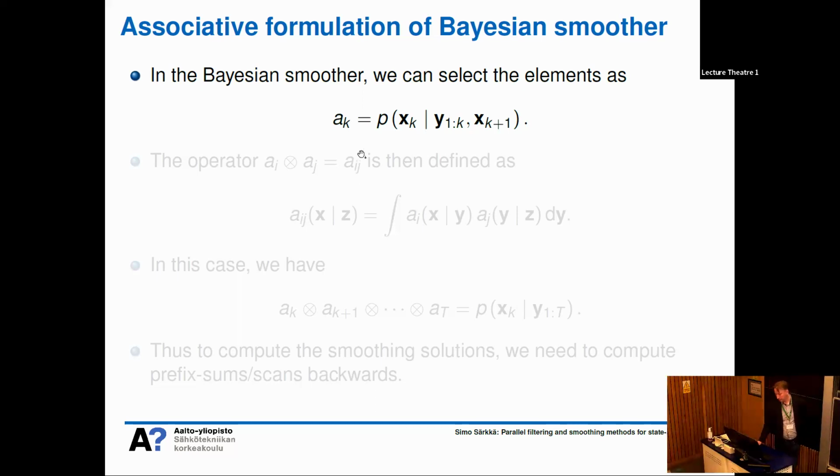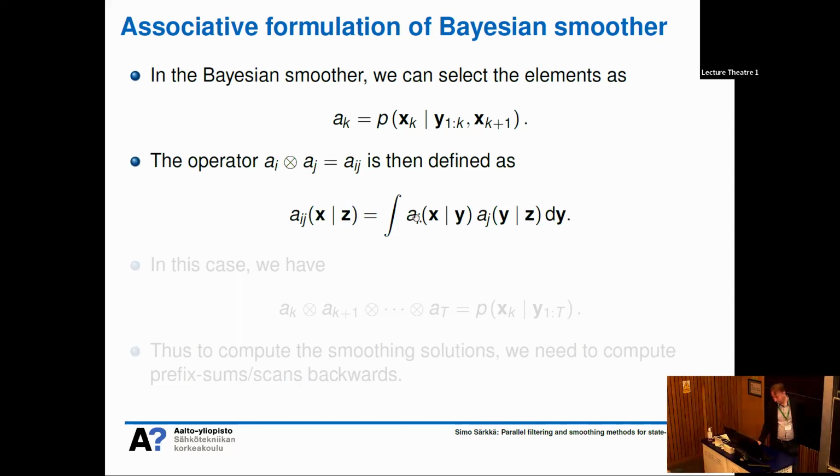And so we can select the elements to be like this. So this is x_k, even the next one, and then all the measurements up to the current time point. And then you can define the operator to be just multiply and then integrate over. And what happens is that in this case, these backward prefix sums, if you start from K and go to T, are the smoothing or marginal smoothing distributions.